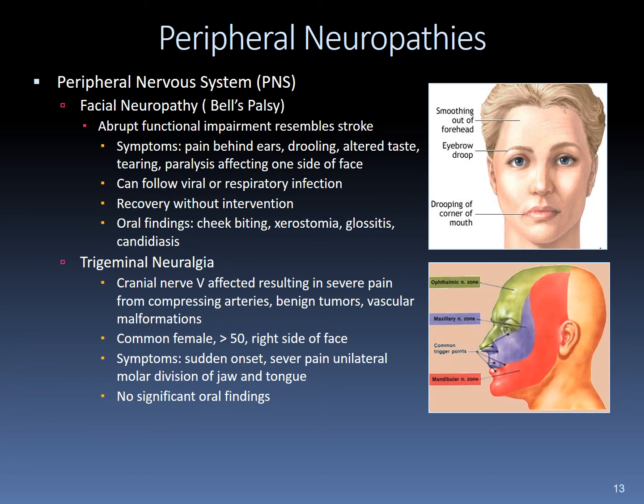Females are more likely to get trigeminal neuralgia over the age of 50, located on the right side of the face. Symptoms are: the onset is sudden, severe pain is unilateral, the molar division in the jaw and tongue are involved, with no significant oral findings.